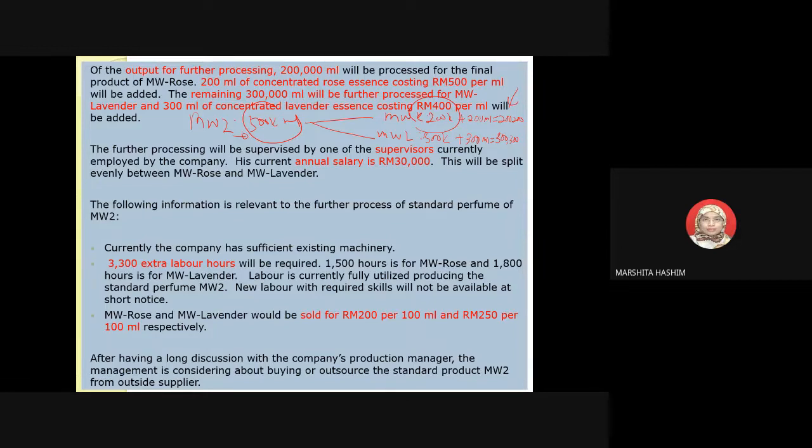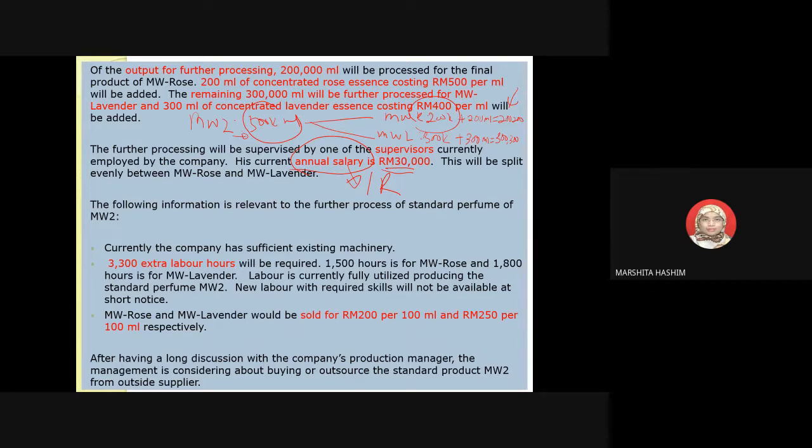Further processing will be supervised by one of the supervisors currently employed by the company. His current annual salary, okay, 30,000 annual salary, whether you further process or not. So this salary you cannot alter. Okay, it is maintained at 30,000, whether you proceed or not with your decision to further process. Therefore, supervisor salary is irrelevant. Okay. The following information is relevant for further process of standard perfume of MW2.